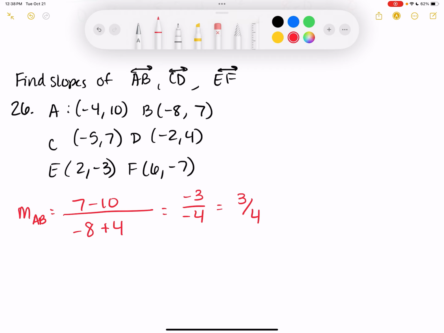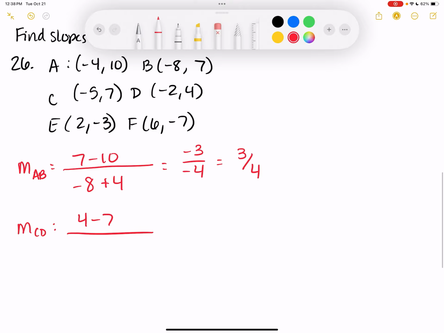The slope of CD is 4 minus 7 over negative 2 minus a negative 5, so that's plus 5. So on top I have negative 3, over on the bottom I have a positive 3, so that's a slope of negative 1.